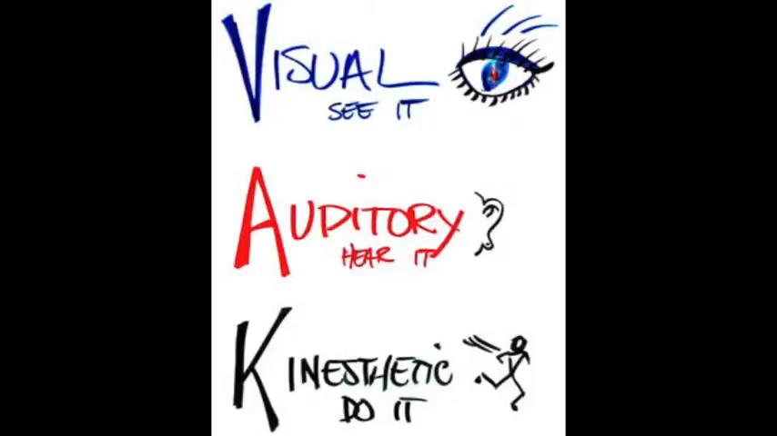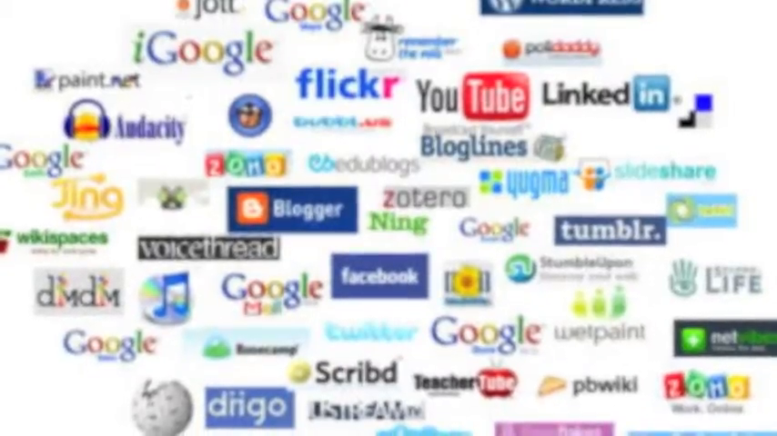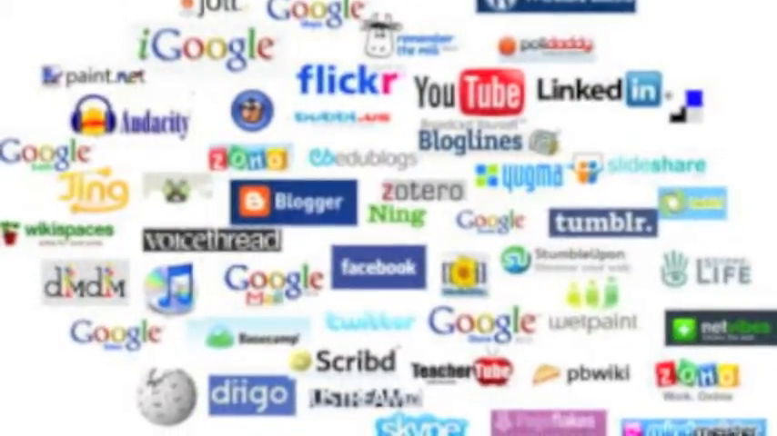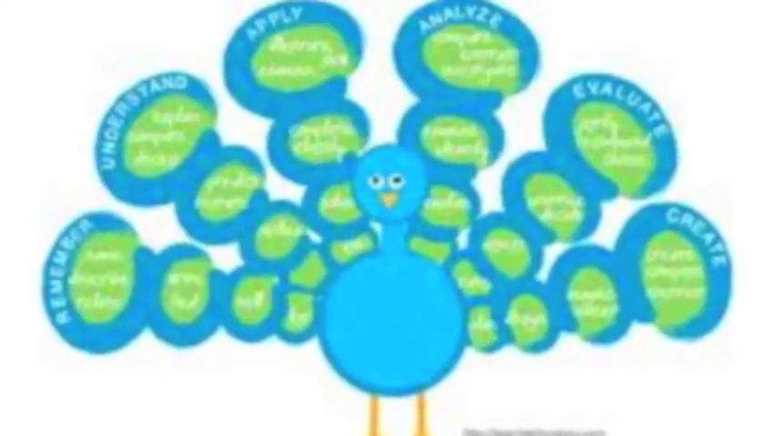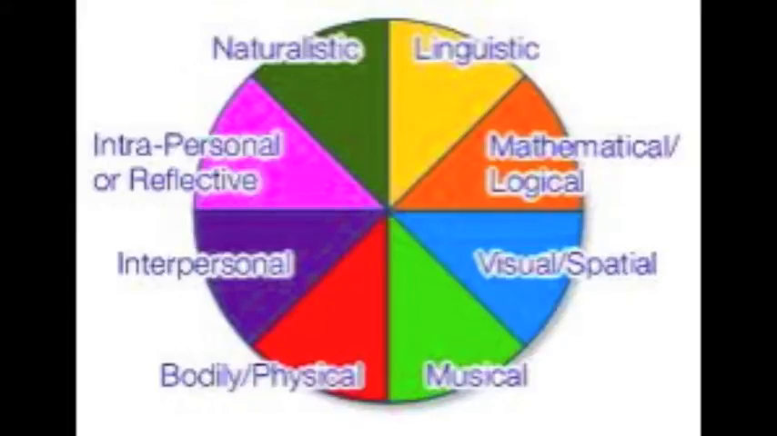What I learned when creating this unit is learning can take place in a wide variety of settings. When technology is incorporated, students are more engaged and learning is more effective. I now have a deeper understanding of Bloom's taxonomy terms and Howard Gardner's multiple intelligences.